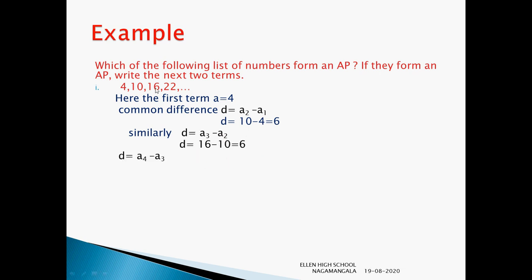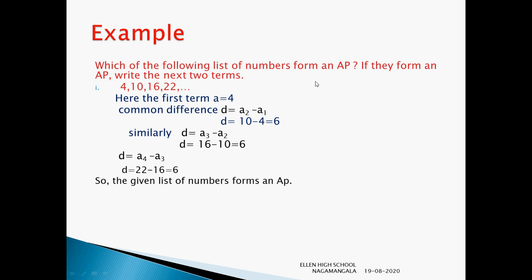We have to find one more term. They are given 4 terms now. So A4 minus A3, that is 22 minus 16, that is equal to 6. Here also the common difference is same. We are getting 6, 6, 6. So the given list of numbers forms an AP. Why? Because the common difference of any two consecutive terms is same. So it forms an AP.